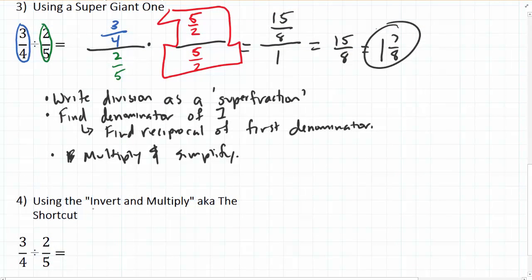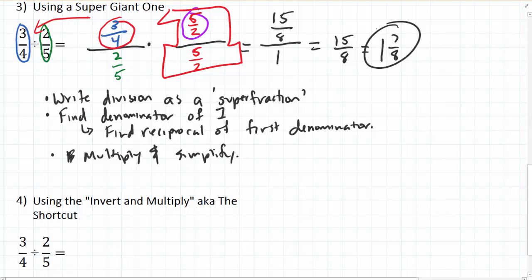Now the fourth method is going to be to invert and multiply, and this is the shortcut. If you understand the other methods, feel free to use the shortcuts, but if we do ask you to use the supergiant ones or another method such as diagrams, make sure we also draw it out or use the supergiant ones. But if we look at number 3, essentially what we're doing is we have the initial fraction right here, and we're dividing it by the reciprocal of the next fraction.